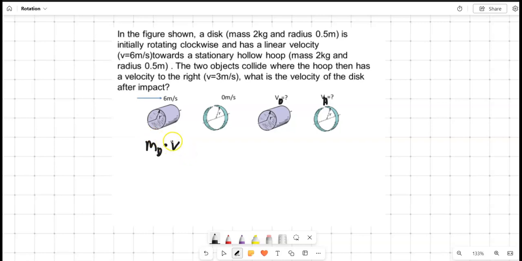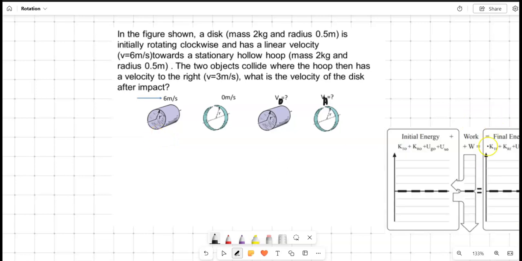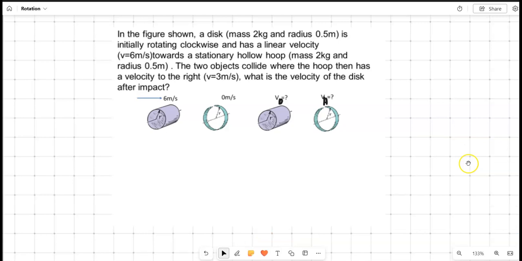Okay, so the mass of the disk, I think we said, is 2 kilograms. The mass of this disk is 2 kilograms, and the mass of the hoop is also 2 kilograms. So the disk's linear momentum is going to be 2 kilograms times a positive 6 meters per second.